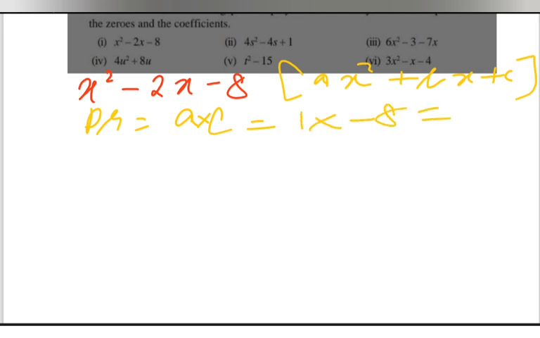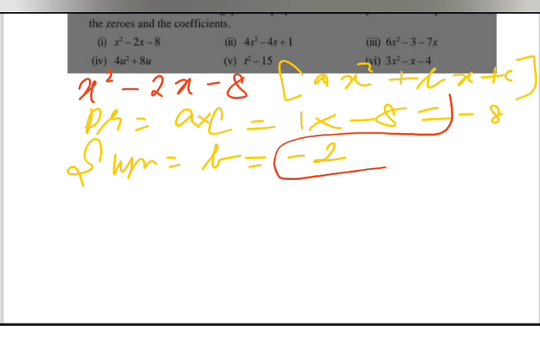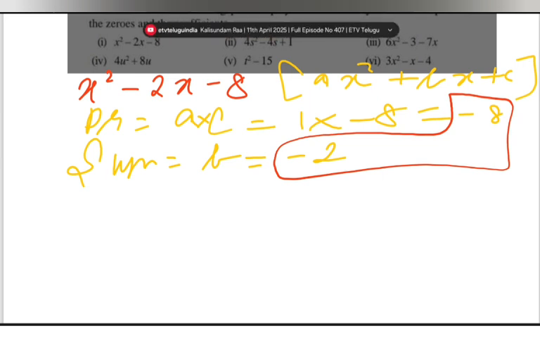So we'll be getting minus 8, and the sum is b, that is minus 2. So we got these two. These two are most important for finding the zeros of the polynomial. So now we will be finding the zeros. We got product as minus 8 and sum as minus 2. Now we will be finding the zeros.